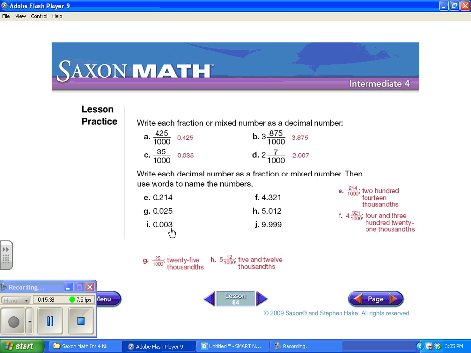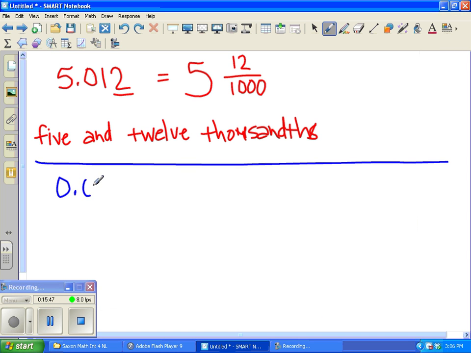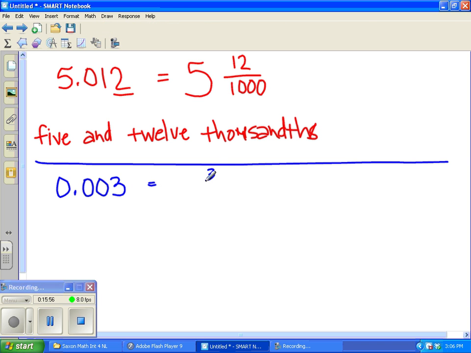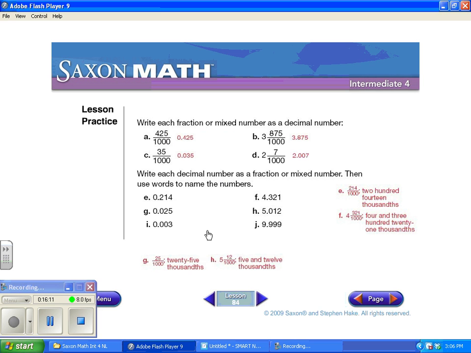Ooh, look at I. Okay, I don't have to say 0 and. I can just write the fraction. So I read what I see. I see a 3. And it's in the thousandths position. Ta-da! 3 thousandths. And one more.